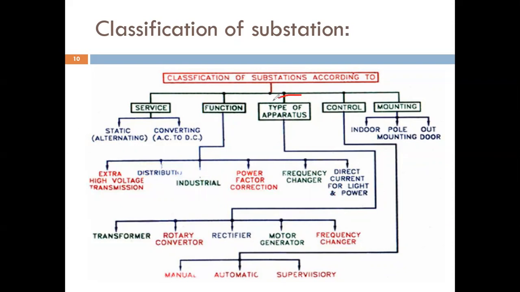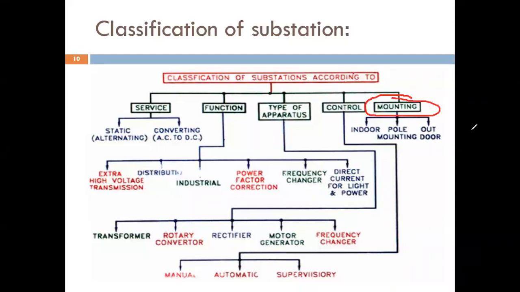Then after, types of apparatus, which is the main equipment we use to change the electrical characteristic. The first one is the transformer. In almost all substations, transformers are placed to step up or step down the supply. Then rotary converters are placed, rectifier systems for AC to DC are placed, motor generator sets are placed, and also frequency changers, from lower frequency to higher or higher frequency to lower frequency, are placed.